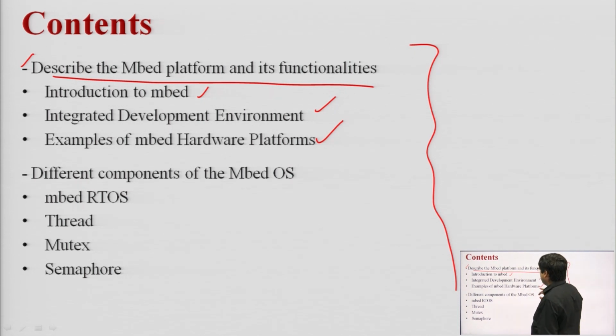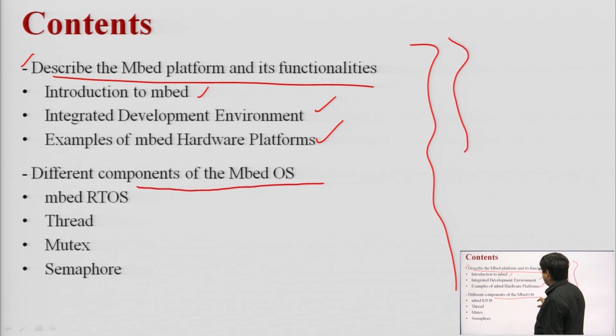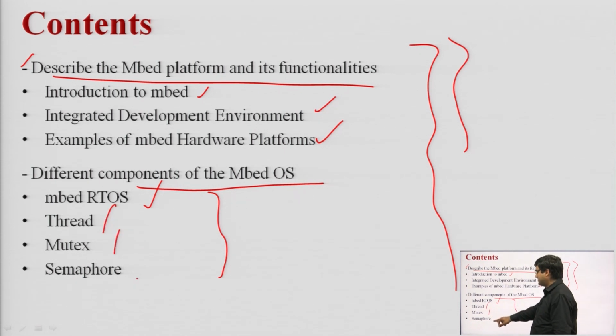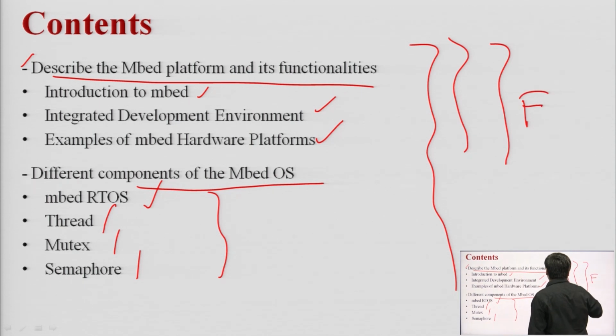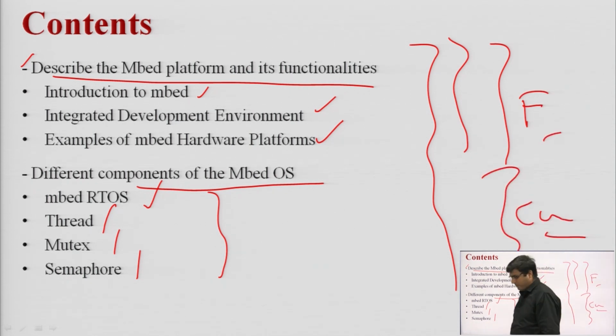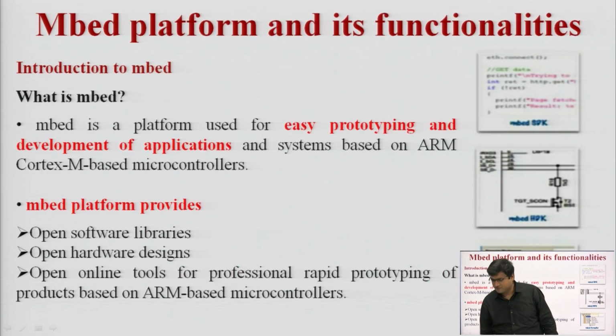After that, we will see the functionalities, and then the different components of the Mbed OS. The components of Mbed OS include the Mbed RTOS, where RTOS means real time operating system. We have threads, mutexes and semaphores. Here we are talking about the functionalities, and here about the components of Mbed. We will discuss them one by one.